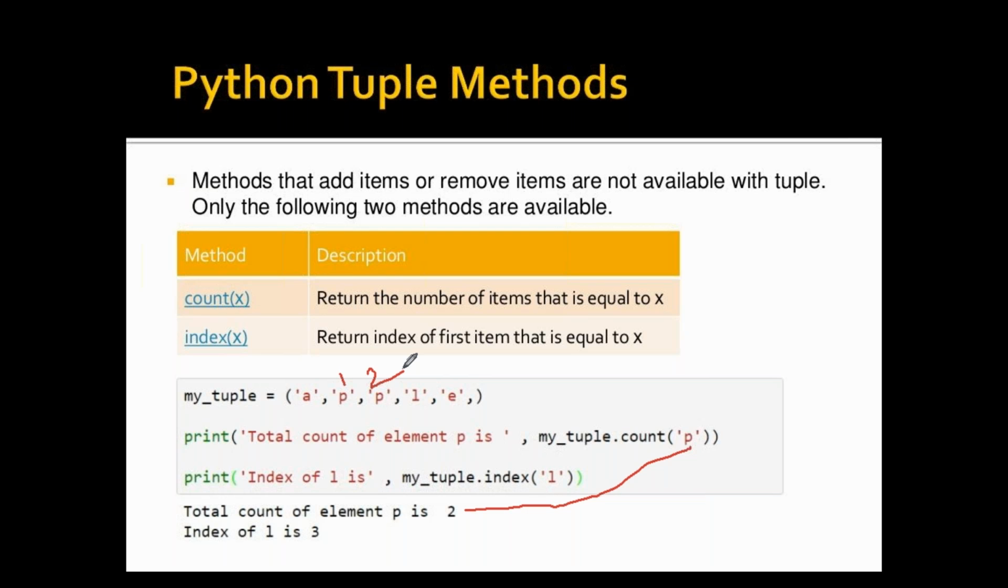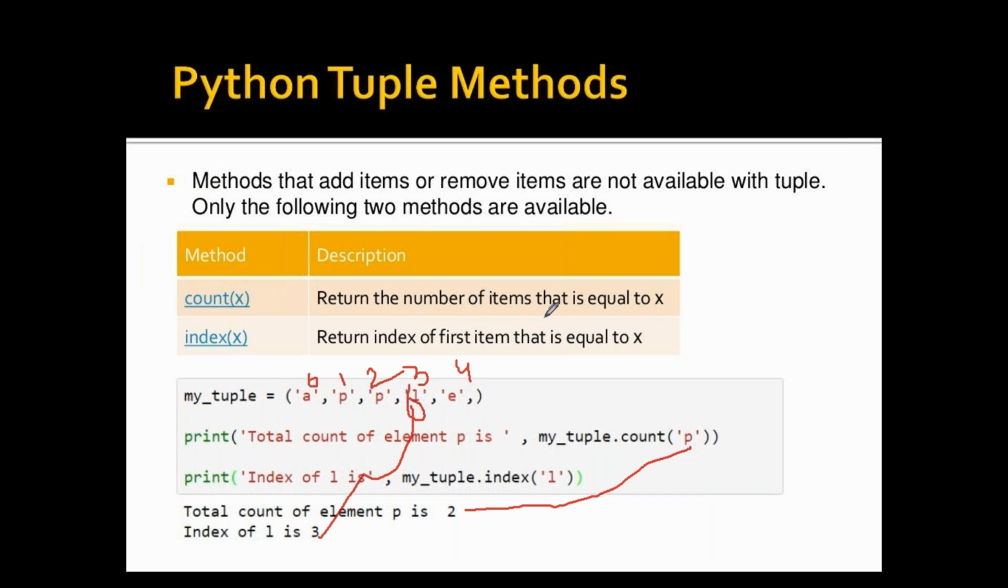Then next, print index of L is my_tuple.index('L'). L occurs only one time. Here they are asking for tuple.index of L. What is the index? 0, 1, 2, 3, 4. So the index of L is 3, and 3 will be displayed on your screen. So this is called Python tuple methods: one is count, the second one is index.